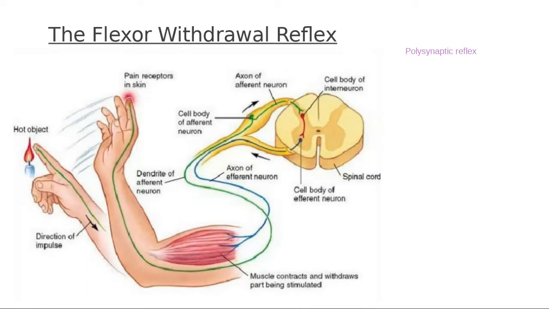Help me out in the chat. How do I know that this one is a polysynaptic reflex? How can I tell that from this picture? Okay, so Nicole's mentioning that we can see the interneuron in this picture. Here it is right here in the spinal cord, absolutely. And Jesse's mentioning the other way I can tell too. I have two synapses. I have two places where neurons are talking to each other.